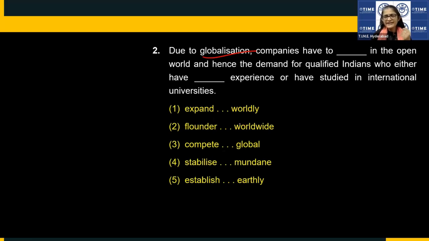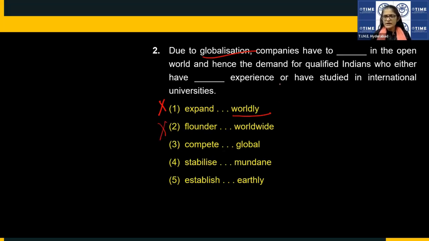Who either have worldly experience or have studied in international universities. Worldly is related to the material world. That does not make sense. We are talking of globalization and all of us live in the worldly world only, right? This does not make sense. Companies have to flounder in the open world. Flounder is to be lost, to stumble. Why would globalization make companies stumble? And who either have worldwide experience. Okay, worldwide experience is still okay, global experience, but flounder does not fit.